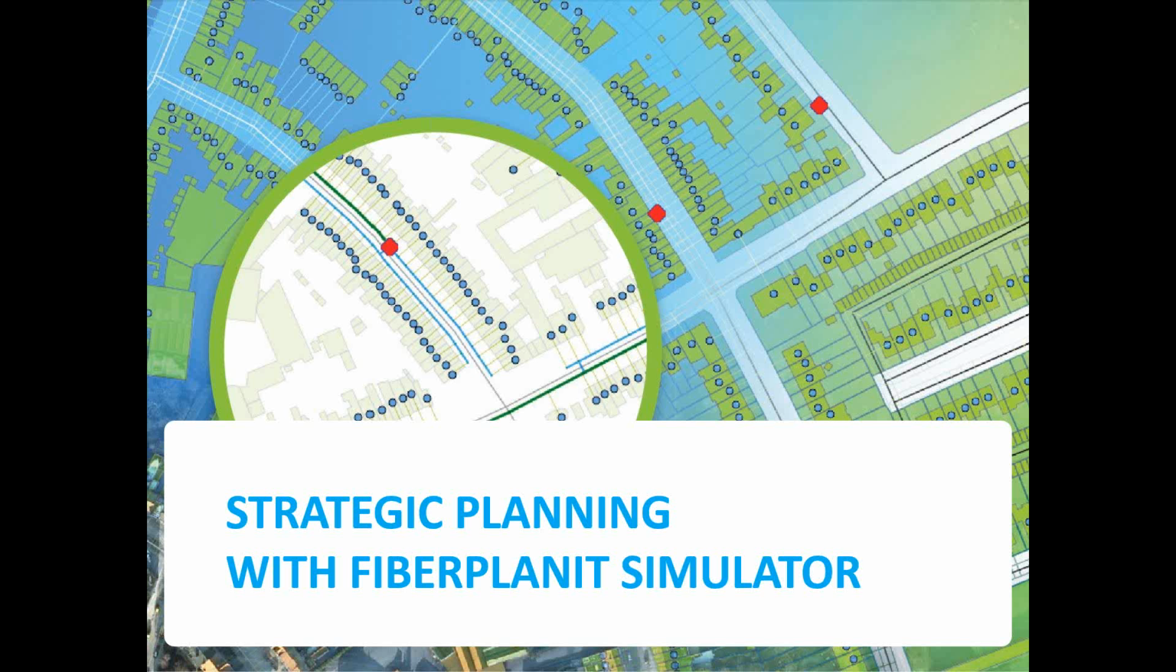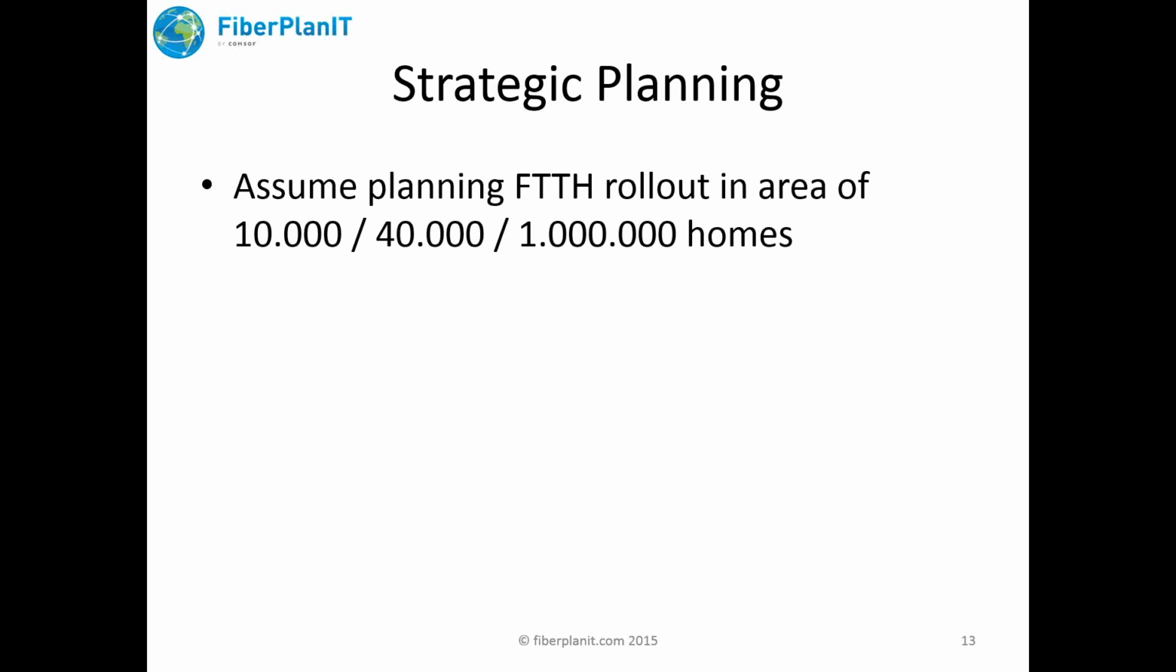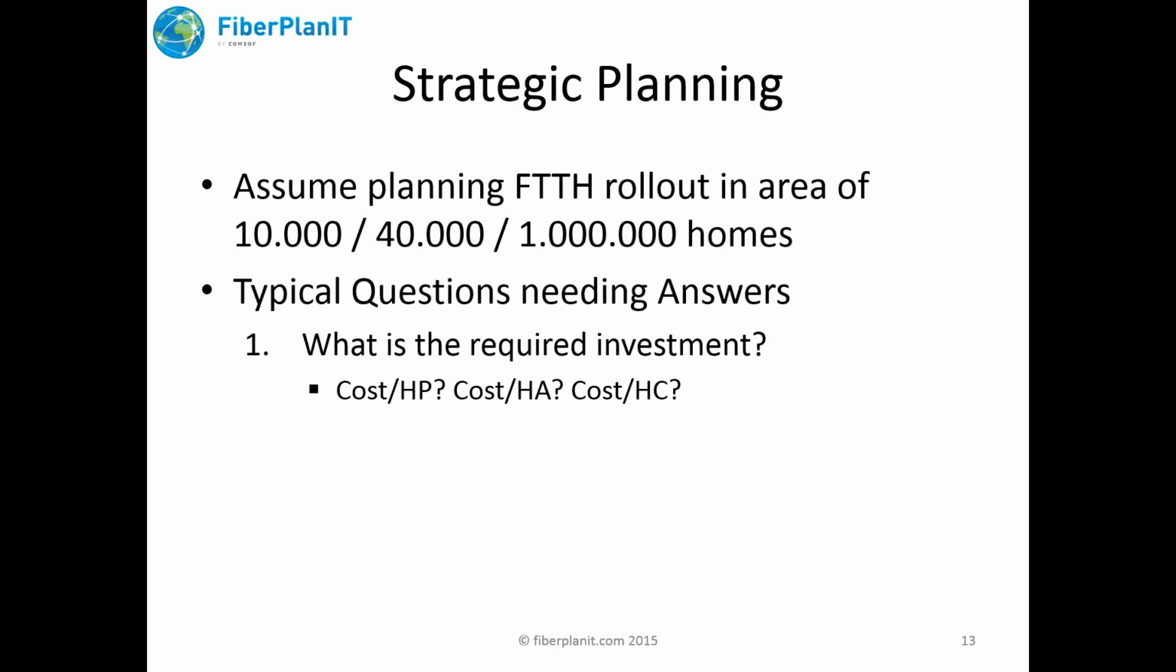So let's start with the FiberPlanIT simulator. Strategic planning is, of course, a difficult exercise. For example, assume you would be planning a region of about 10,000 or 40,000 or 1 million homes. You need to have a certain starting point, and also some typical questions that need answers. For example, what will be the cost that we would need to invest to make sure that we can provide the network? Some terminology that's sometimes used here is homes passed, homes activated, homes connected.